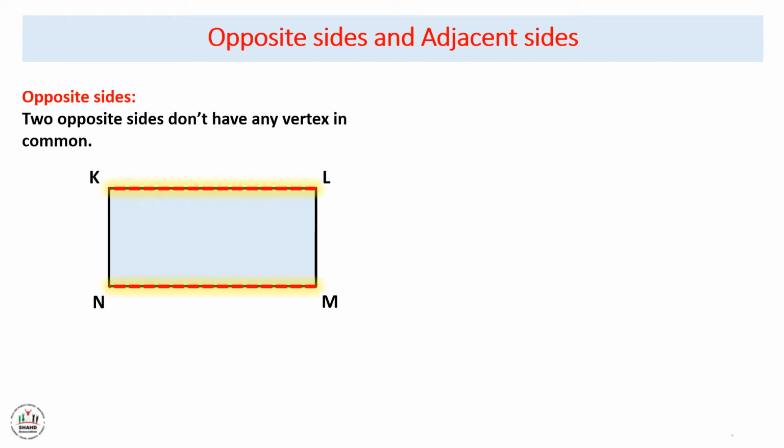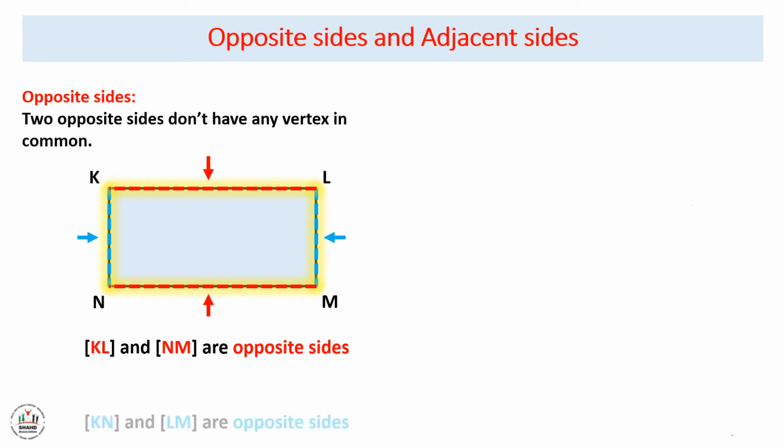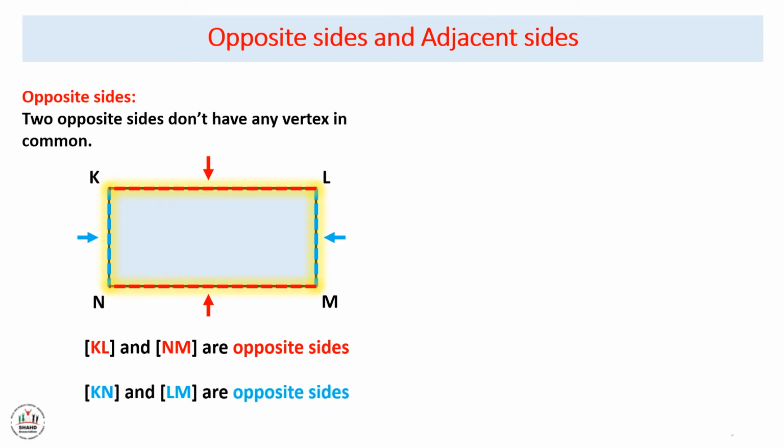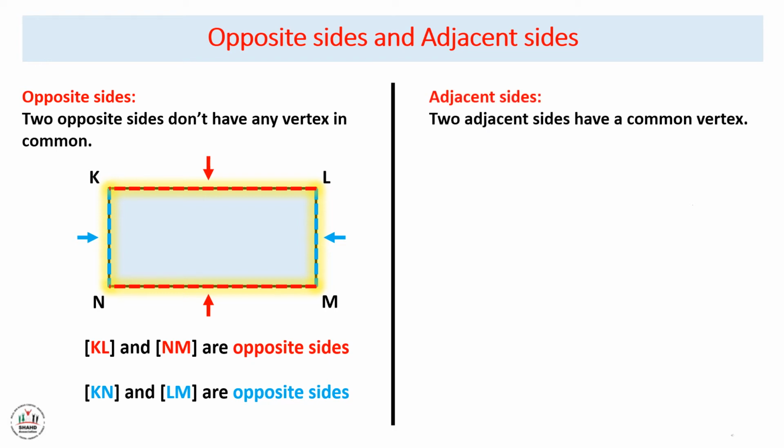KL is opposite side to NM. So KL and NM are opposite sides, and KN and LM are also opposite sides. So KN and LM are opposite sides, while adjacent sides, two adjacent sides, have a common vertex.